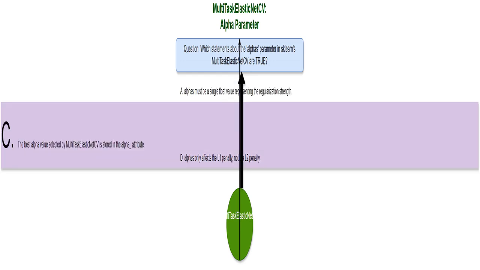This is also correct. After you run "MultiTaskElasticNetCV" with your data and range of alpha values, the best performing alpha value will be saved in the "alpha_" attribute of the fitted model. It makes it easy to find the optimal amount of regularization without checking all the alphas yourself.